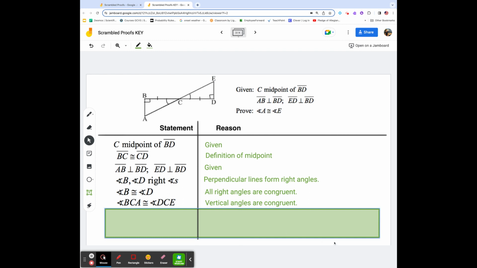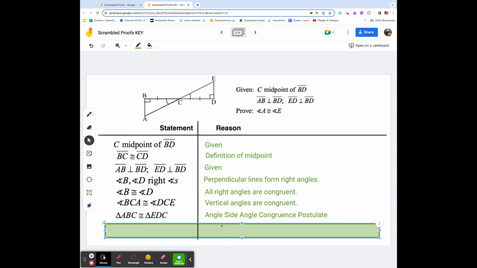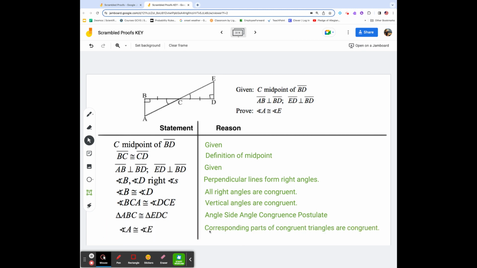Now it's time for us to state that these two triangles are congruent and be specific as to what reason. So I've given you the reason of ASA, angle-side-angle, that angle ABC is congruent to angle EDC, because we have an angle, the included side, and an angle, congruent to an angle, the included side, and an angle. And the last thing is we're trying to prove angle A is congruent to angle E. We can do that by CPCTC.